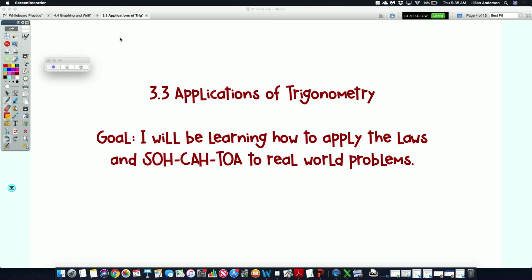Applications of Trigonometry. Please make sure you guys get down your goal. We are still looking at your laws of sine and cosine and SOHCAHTOA to apply to real-world problems. And we're also going to take a look at area as well, because area is also a part of trigonometry. We're going to look at the area of a triangle, area of any type of triangle. And we're going to start there.